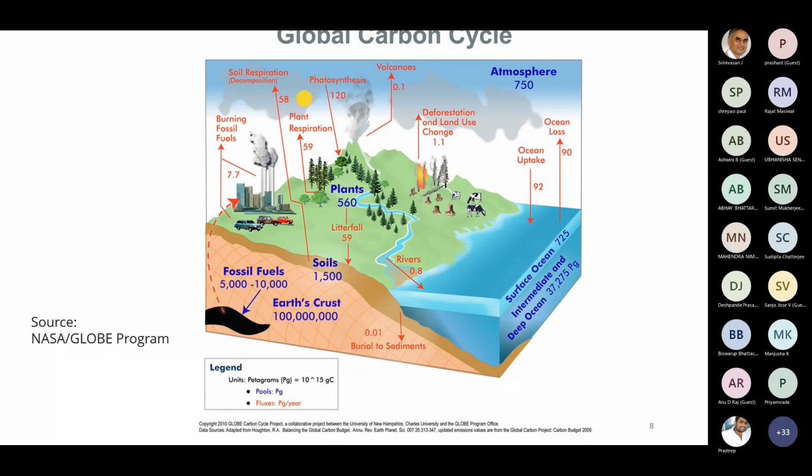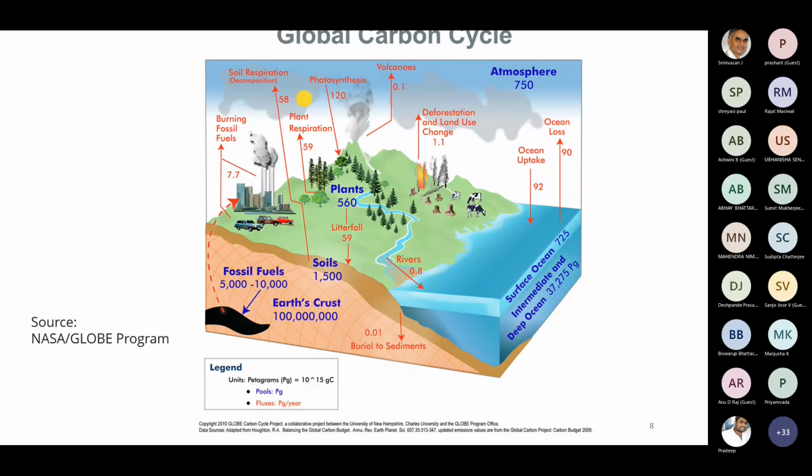A petagram, that is 10 to the power 15 grams, so PG is petagrams, 10 to the power 15 grams of carbon, not CO2, is 1 billion tons. So a petagram is the same as a gigaton, right? Same units. Now, what do we notice?